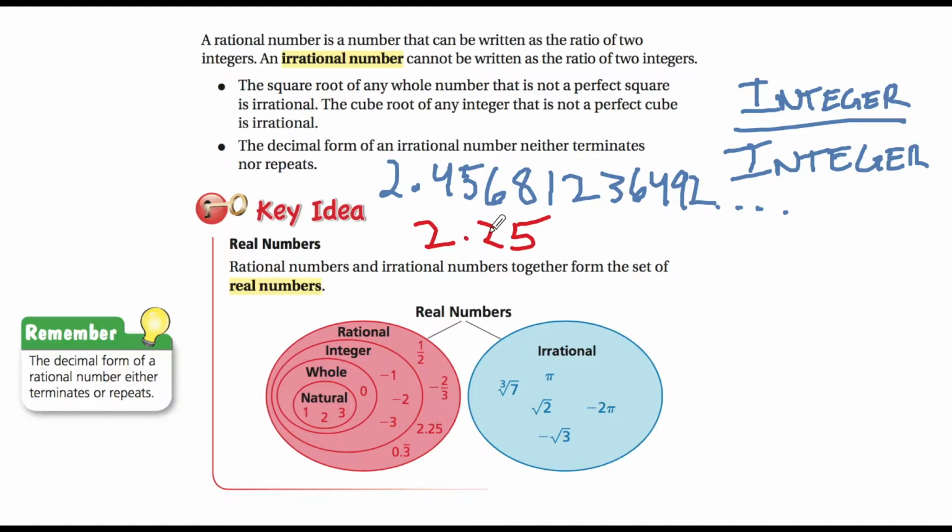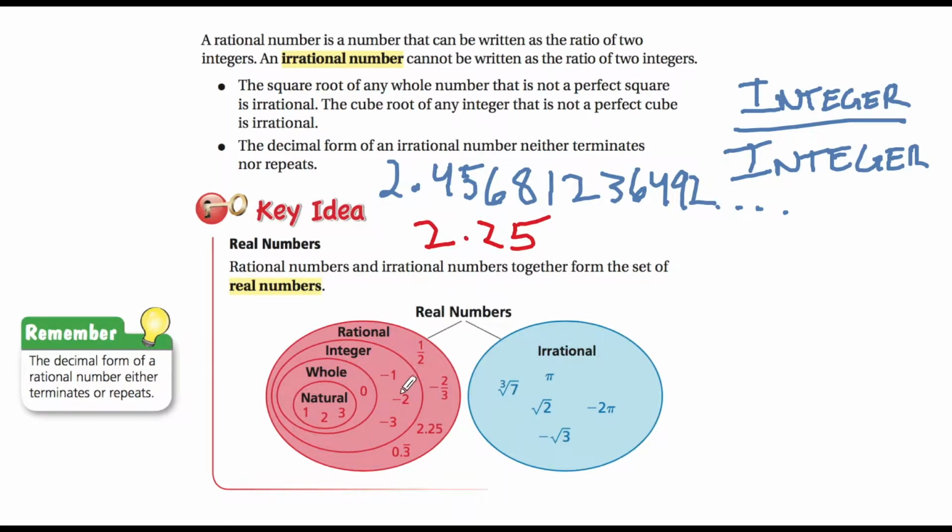Another key idea: rational numbers and irrational numbers together form the set of real numbers. There are real and non-real numbers. You'll learn about non-real numbers later on in Algebra 1 and Algebra 2 in high school, but today we're going to focus on real numbers. Think of each of these as a subset. Your irrational numbers are one subset of real numbers, and then you have rational numbers over here.